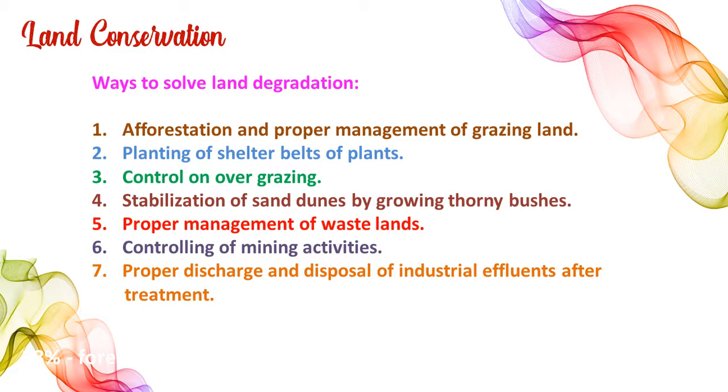Third one, control of overgrazing. Fourth one, stabilization of sand dunes by growing thorny bushes. In the deserts, if you grow thorny bushes on the sand dunes, the sand will stabilize and will not lead to land degradation. The fifth one, proper management of wastelands. Sixth one, controlling mining activities to some extent. And the last but not least, proper discharge and disposal of industrial effluents. It means waste after proper treatment.